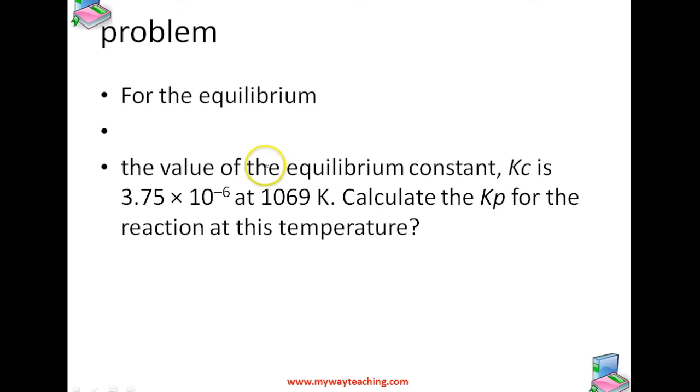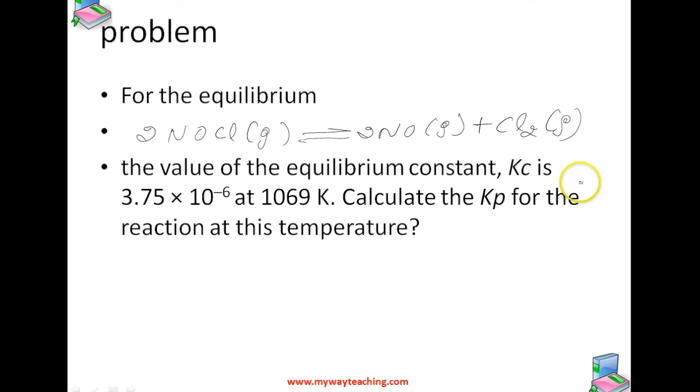Next problem is, for the equilibrium, I will write down this: 2 plus Cl2, which is in the gaseous state. The value of the equilibrium constant Kc is 3.75 into 10 raised to minus 6 at 1069 Kelvin. Calculate the Kp for the reaction at this temperature.